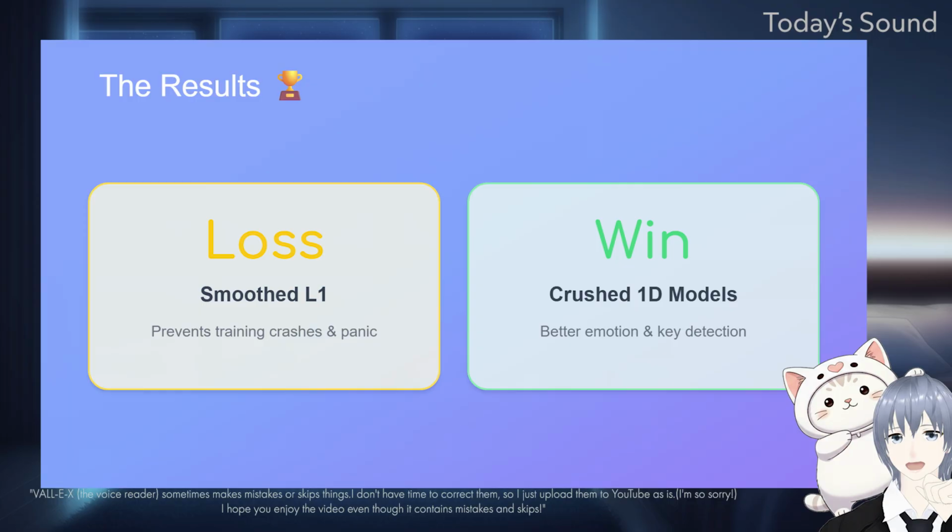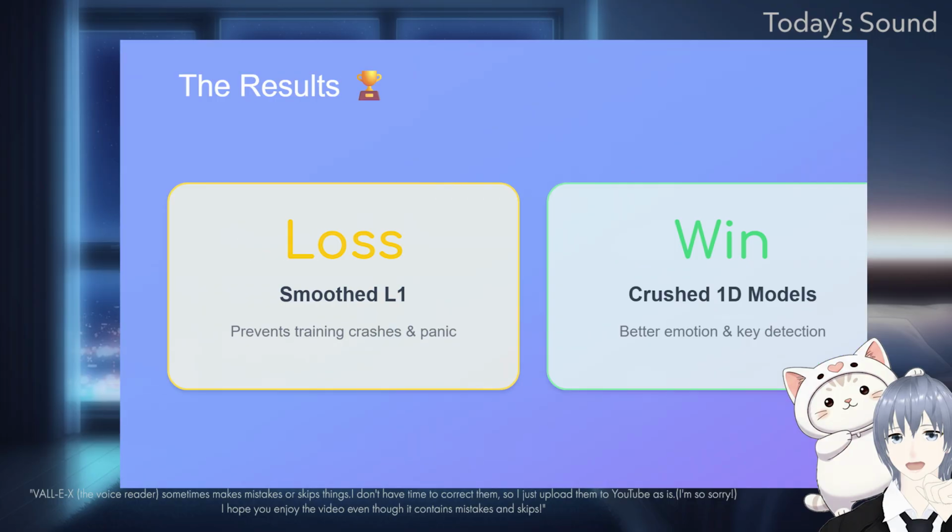When they tested PupuJEPA against the older one-dimensional models, it absolutely crushed them. It scored significantly higher in tasks like emotion recognition and instrument classification. The visual attention maps show that when the model is asked to predict a missing kick drum, it actually looks across the entire timeline to find other kick drums, understanding the rhythmic pattern perfectly.